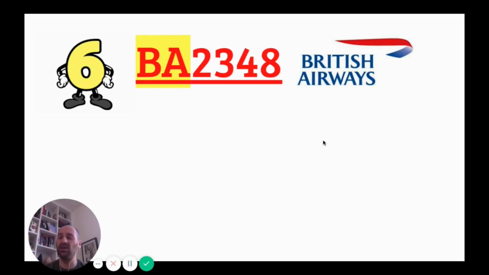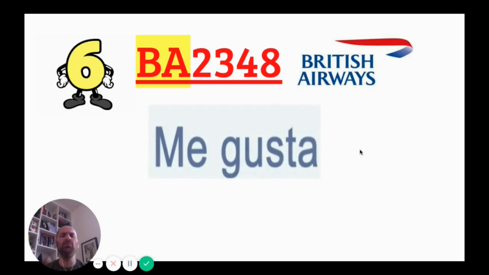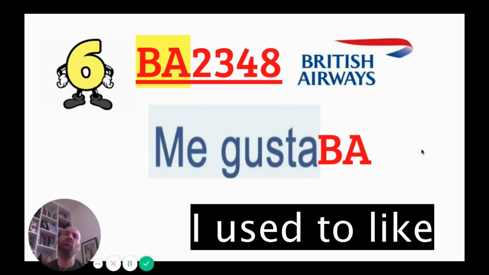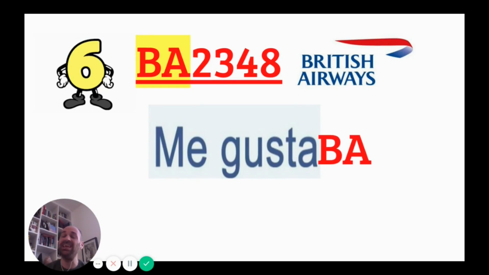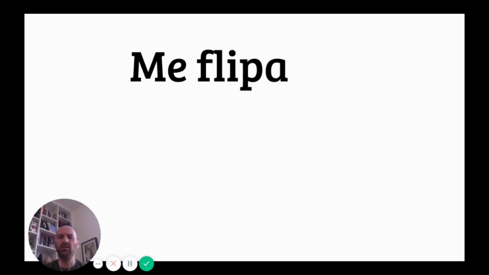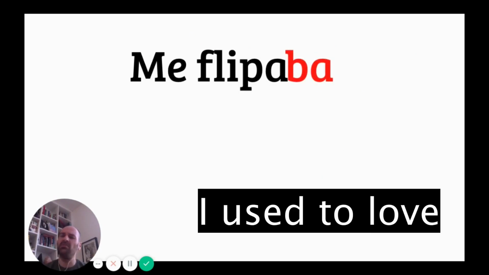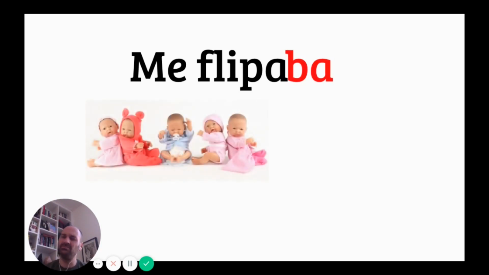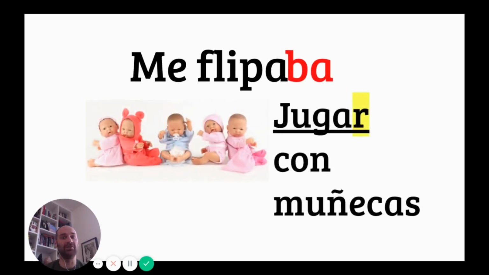BA is British Airways. Now, if you put BA at the end of any of these opinions, me gusta, me gustaba, that means that I used to like something. So the BA at the end of British Airways means that I used to like something. And this is an amazing way to talk about something that you used to like or you used to love. So, me flipa, I love, if you put the BA of British Airways, it becomes me flipaba. Okay? Me flipaba jugar con muñecas.